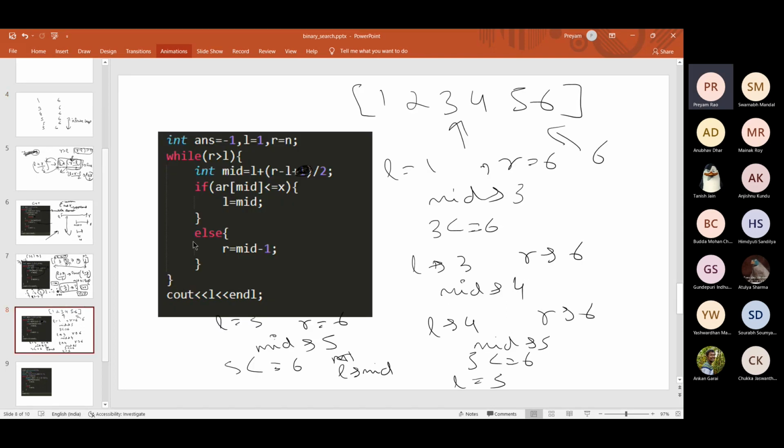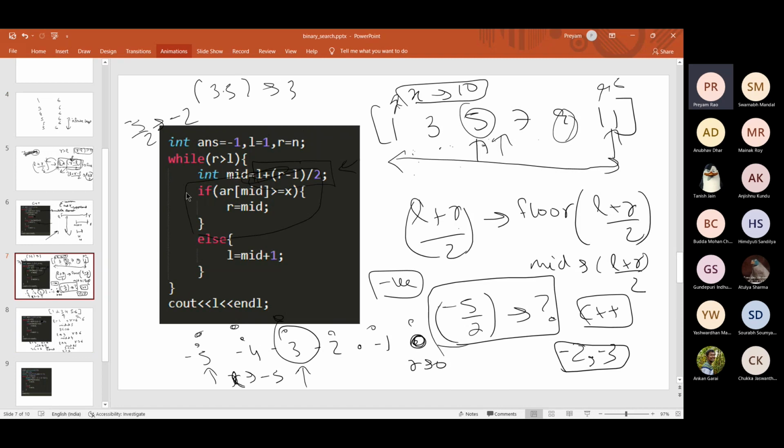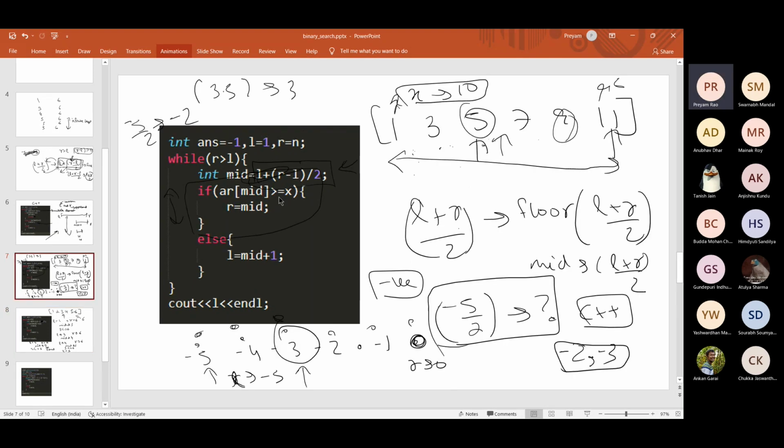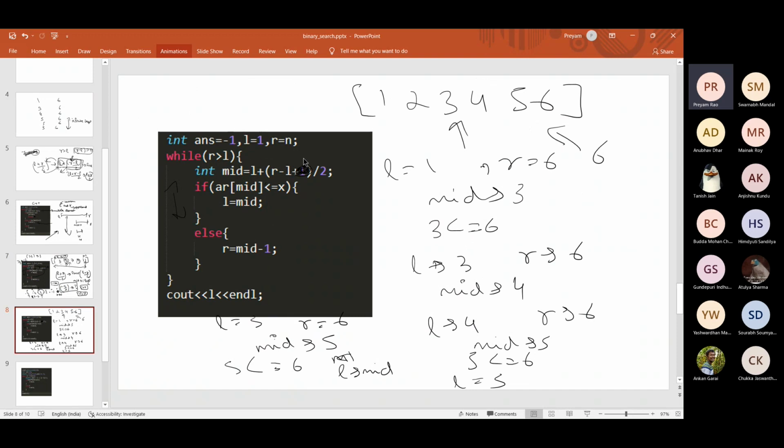Even though we're doing this exact same thing, the only difference between this statement and this statement is that there's the less than equal to sign here, and over here there was a greater than equal to sign. Everything else is exactly the same. The whole concept is exactly the same.